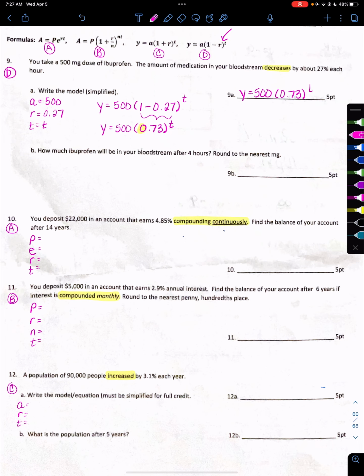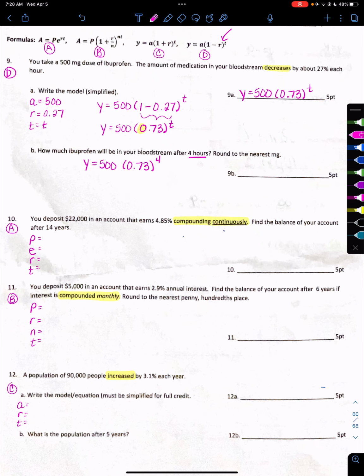Now that I have that formula or that model, I can use it for any amount of time. So when I go on to 9b, it's telling me here the time is 4 hours. Okay, so I have y equals 500 times 0.73 to the power of 4. Now, on this here, remember to take 0.73 to the power of 4, then multiply it times 500. Multiplying comes after you do the exponent portion.